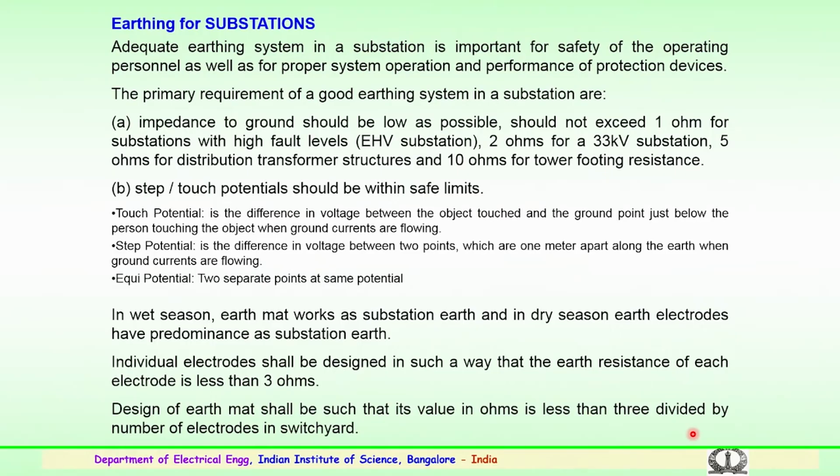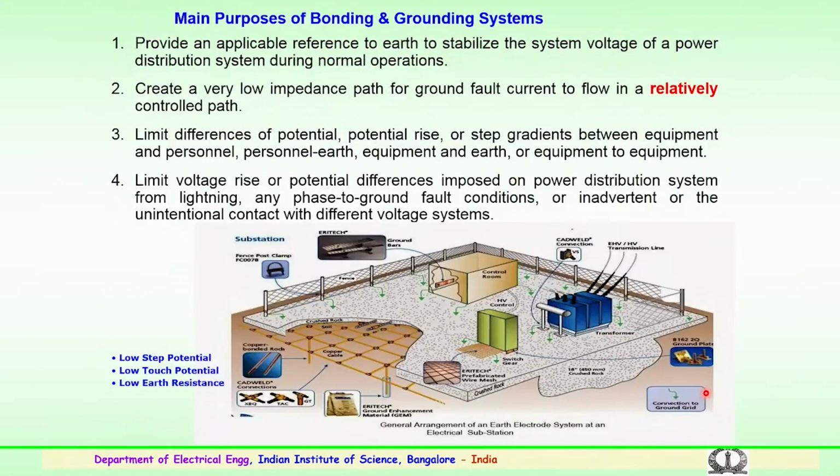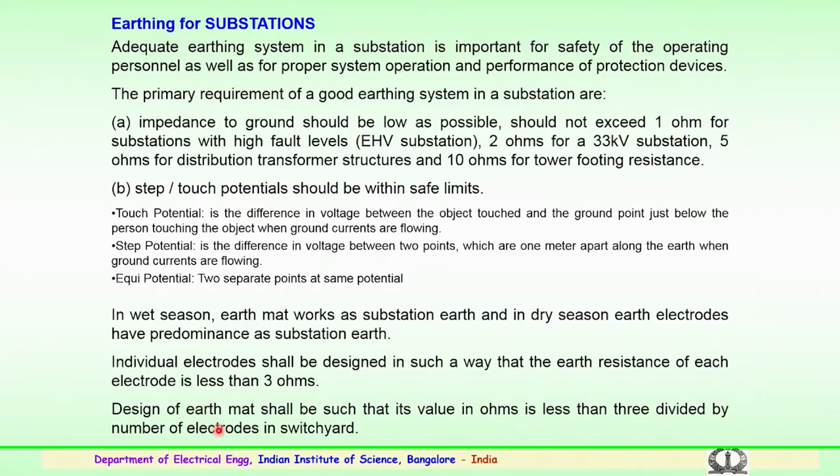So, that is how earthing for substations we have discussed. The important points to be maintained in the substation are the low step potential, the low touch potential and low earth resistance; three important factors to be considered. So, adequate earthing in a substation is very important, as mentioned, for safety of the operating personnel as well as for the proper system operation and performance and protection of the equipments in the substation, the equipments and the protecting devices.